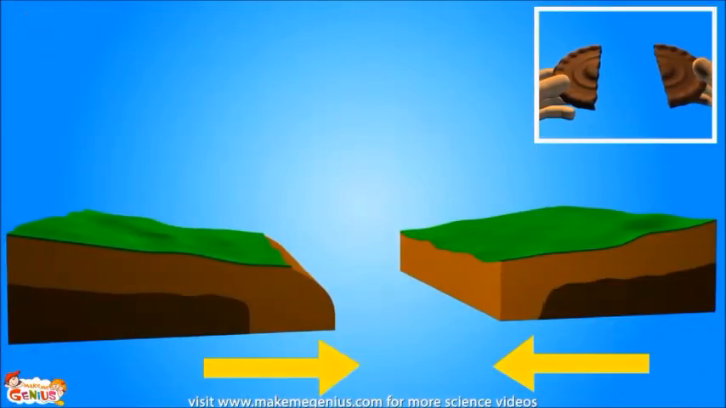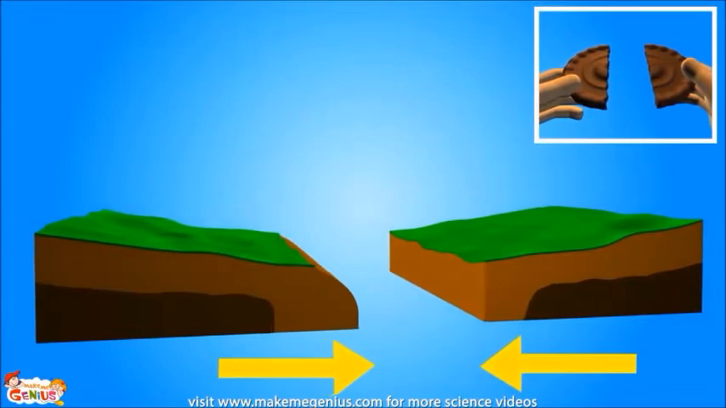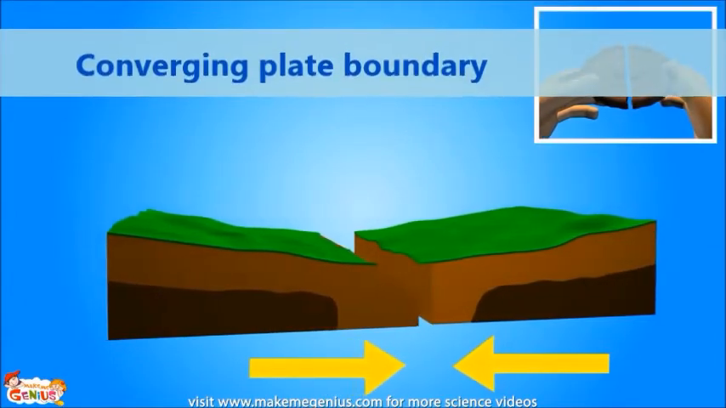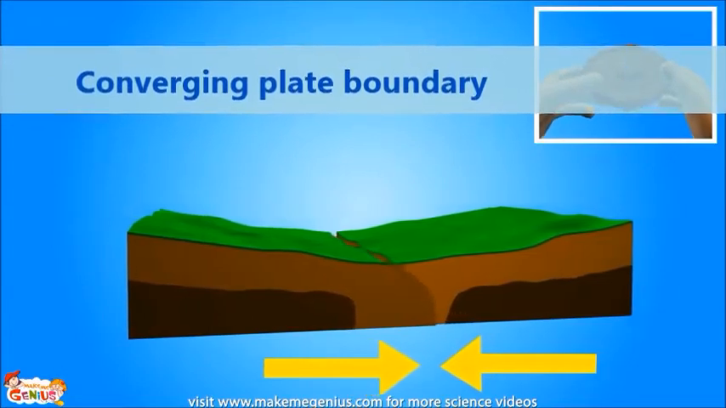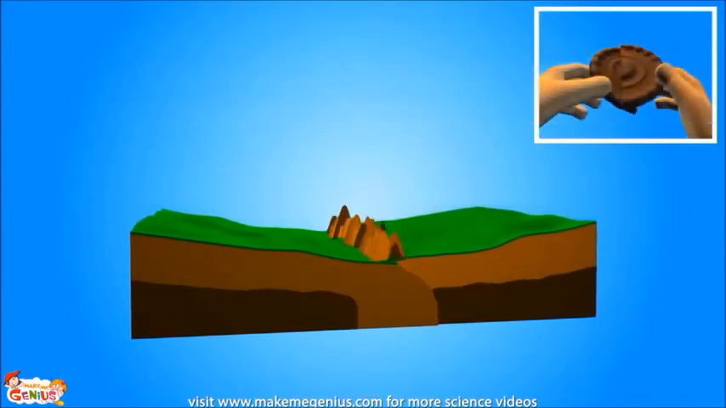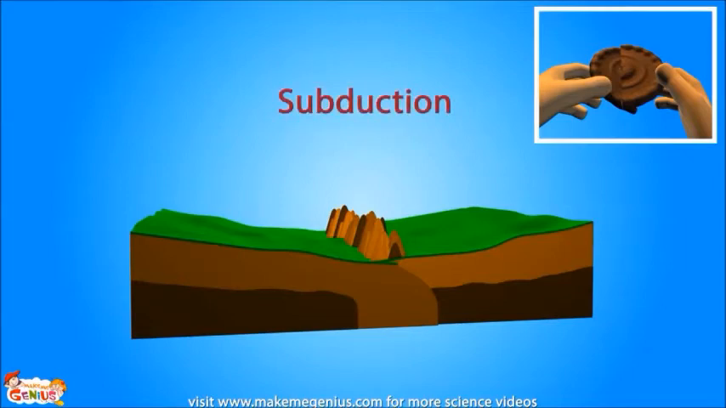Now, on the movement of plates, if two plates move towards each other, they form a converging or destructive plate boundary. Here, if the two plates are different, like oceanic and continental plates, the oceanic plate will be forced under the continental plate, and that will form a subduction zone.